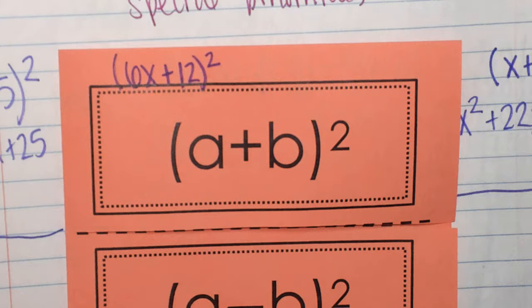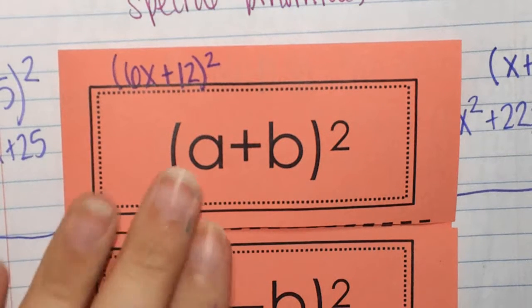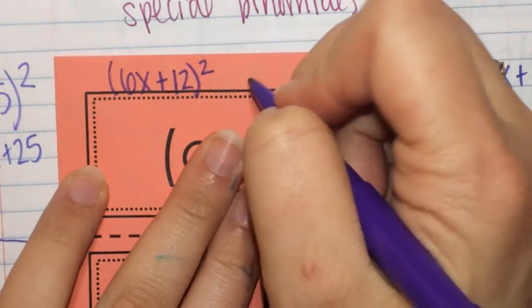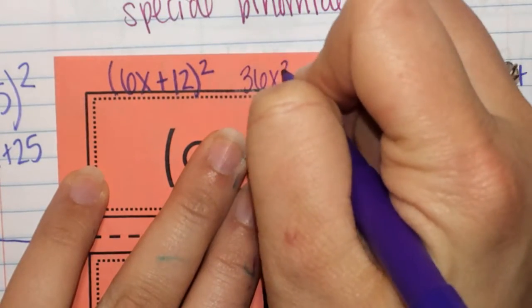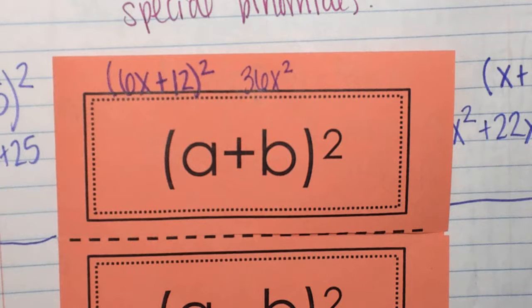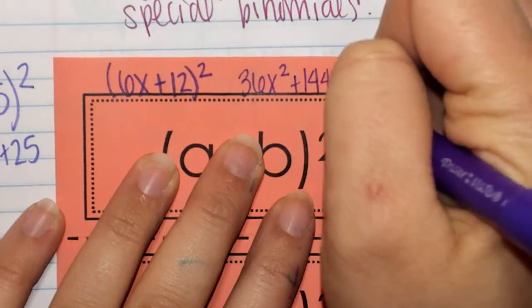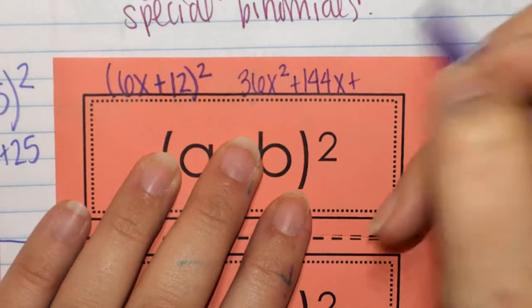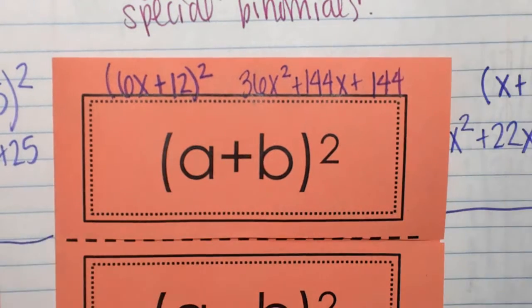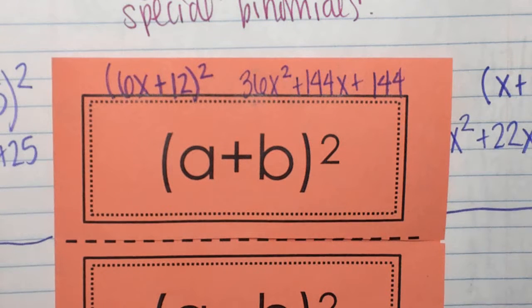You have a calculator right in front of you. What'd you get for the first term? 36x squared. Tyree, can you tell me what the second term is? 144x. Did everybody get 144x? Yes. And plus, what's the last term, Jamie? 144, because 12 squared is 144.